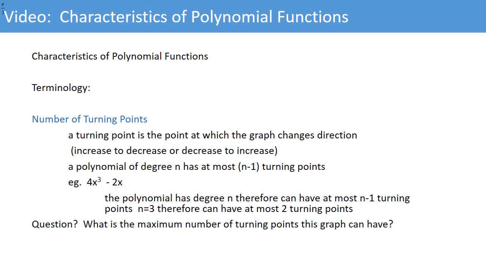And the question, what is the maximum number of turning points this graph can have? Negative 2x to the 4 minus 2x cubed plus x squared plus 2x. 4 minus 1 is 3. The maximum number would be 3.